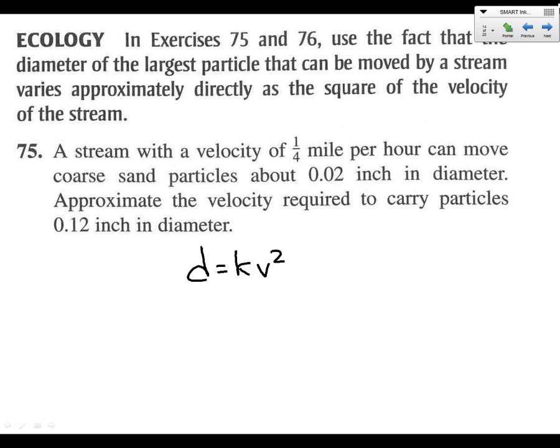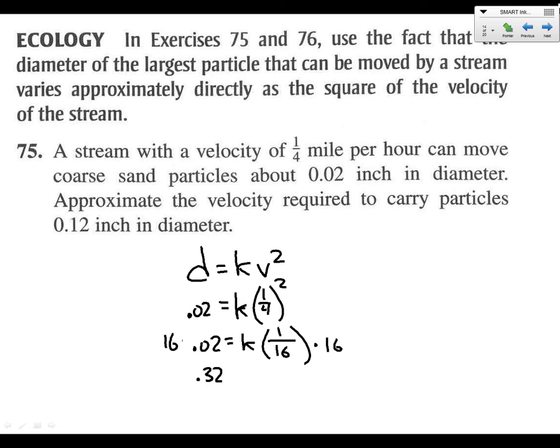They said velocity is 1/4 squared, and the diameter is 0.02. So let's solve for k. 1 times 1 is 1. 4 times 4 is 16. We need to divide both sides by 1/16, or times both sides by 16. 16 times 0.02 is 0.32. So that's our k.